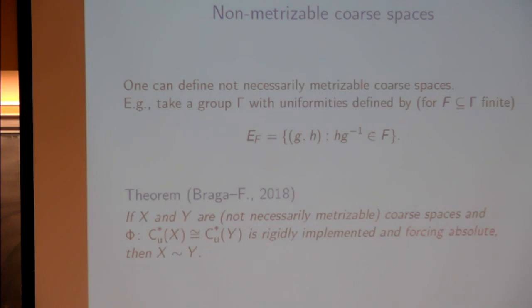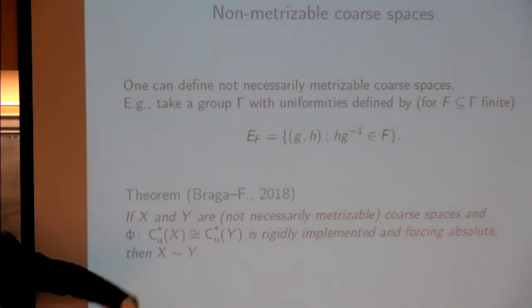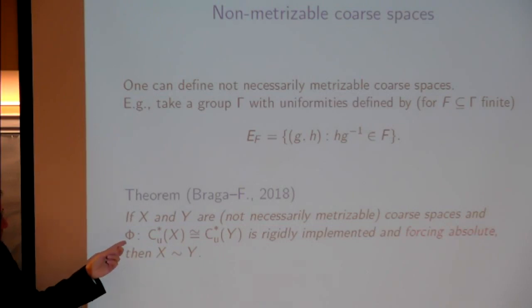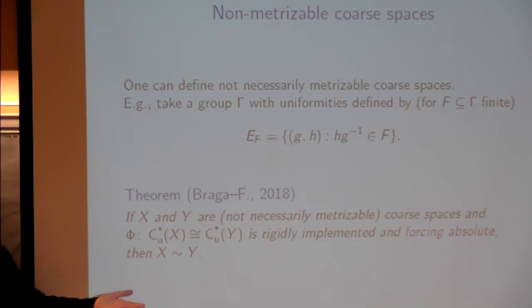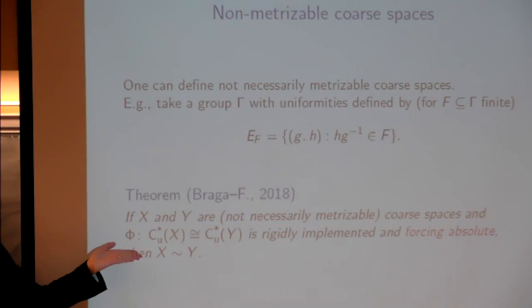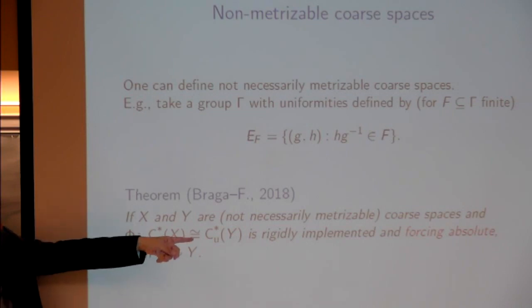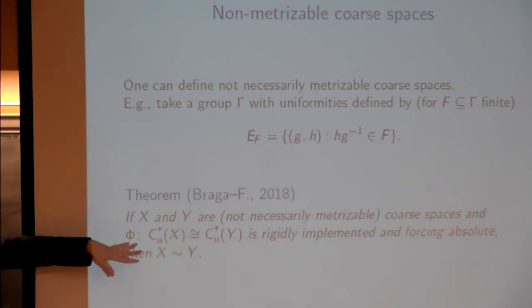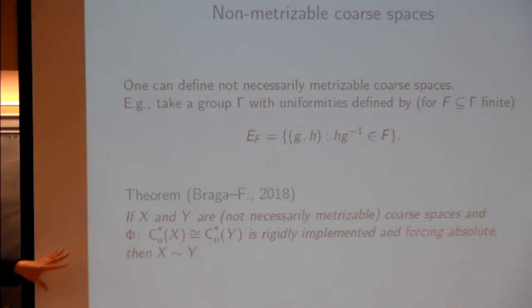Now note, this is not always meaningful. In this case, it is. If you know X and Y, you can recover the algebras. The isomorphism is more difficult to recover in general, but this one is given by a unitary. And a unitary is just a continuous function that you can continuously extend. So it's meaningful. And if the isomorphism satisfies this property, then they are coarse equivalent. This assumption is satisfied by some absoluteness theorems if X and Y are metrizable. In general, we don't know whether this assumption is necessary or not.